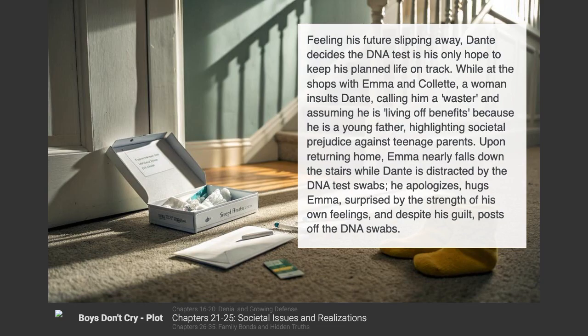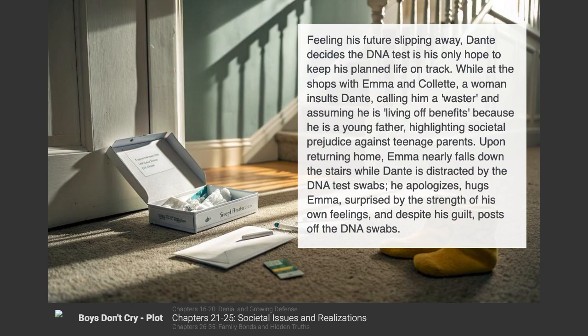Feeling his future slipping away, Dante decides the DNA test is his only hope to keep his planned life on track. While at the shops with Emma and Colette, a woman insults Dante, calling him a waster and assuming he is living off benefits because he is a young father, highlighting societal prejudice against teenage parents.